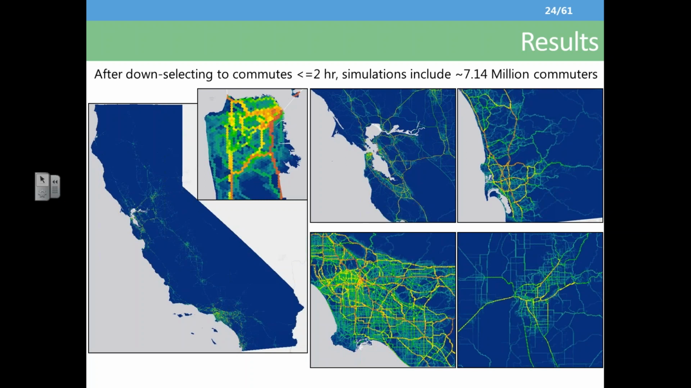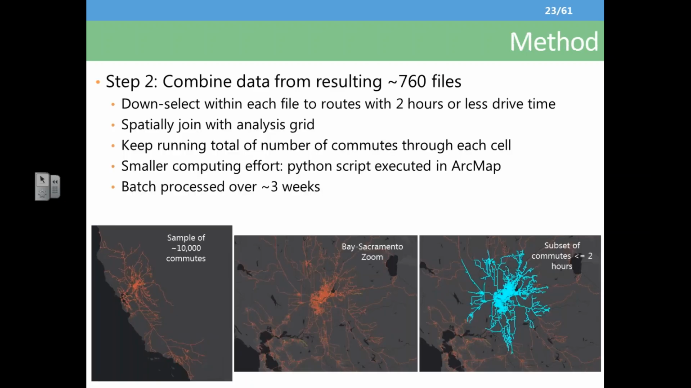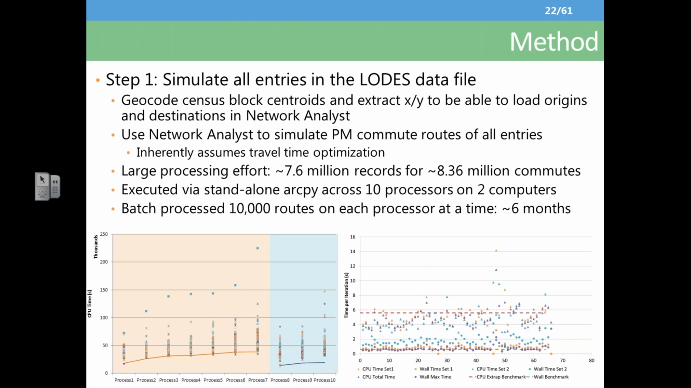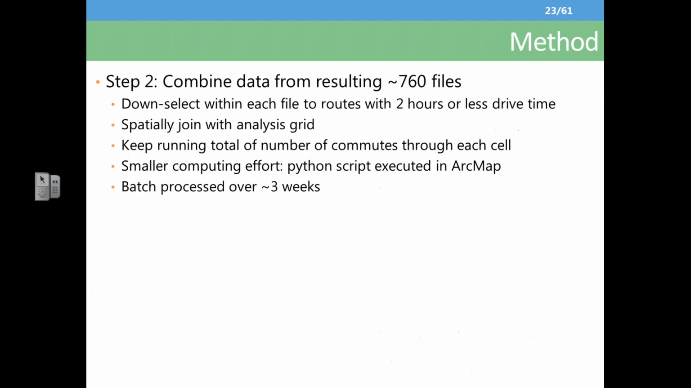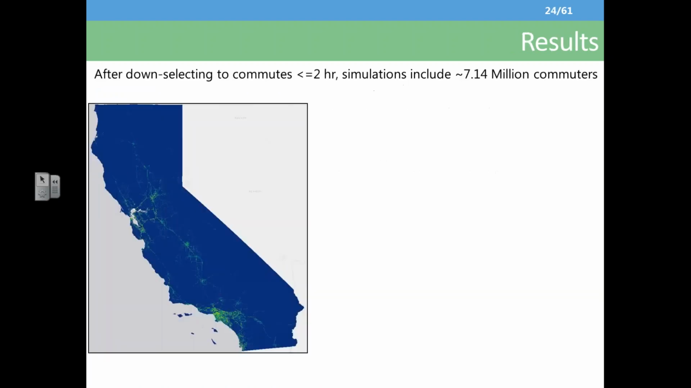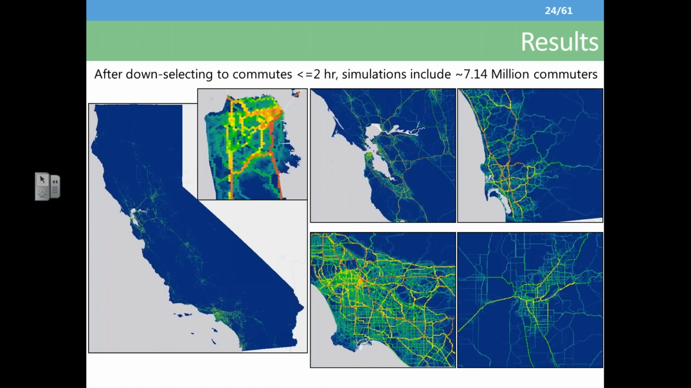I will mention that within 2 hours captured a lot of the commuters. Again, we got 7.1 million commuters out of 8.4 million that were in the original data set. And that drop-off is not only because of the 2-hour cutoff, but there also were, in every data set, a handful of routes that simply could not be calculated through the network analyst. So we might get a few more percentage points of inclusion, but I wouldn't expect it to be a huge difference at the end of the day. But if that is absolutely something that needs to be done, we can do it.